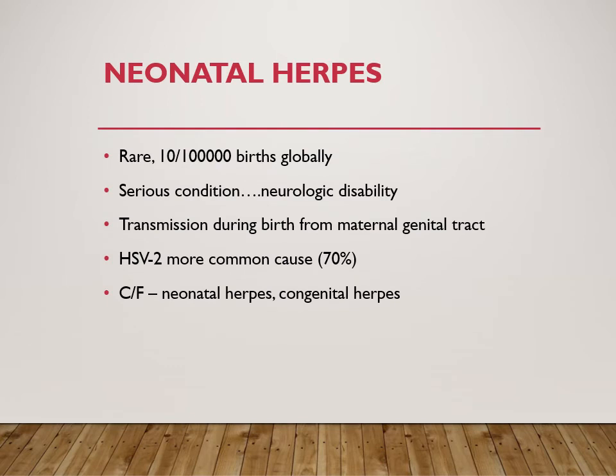Now comes neonatal herpes. Neonatal herpes is a rare infection, seen in 10 out of every 1 lakh births. It's a serious condition that can lead to neurological disability, and transmission of this herpes infection takes place during birth from the maternal genital tract. There are two types of herpes simplex virus, 1 and 2. HSV-2 is the more common cause for this transmission of herpes virus to the child, and clinically they could be neonatal herpes or congenital herpes.